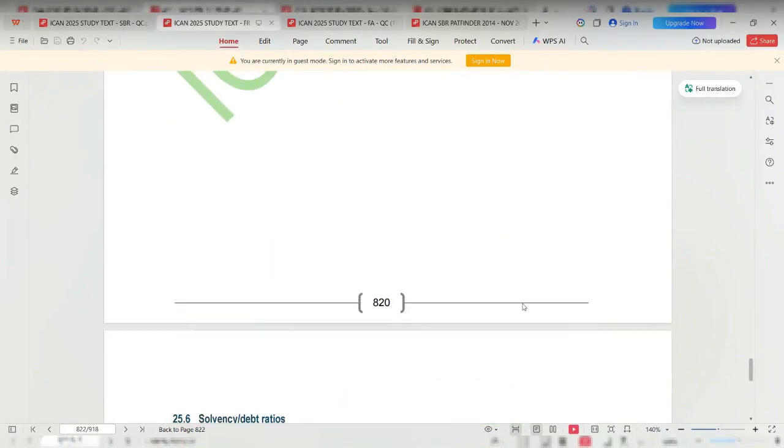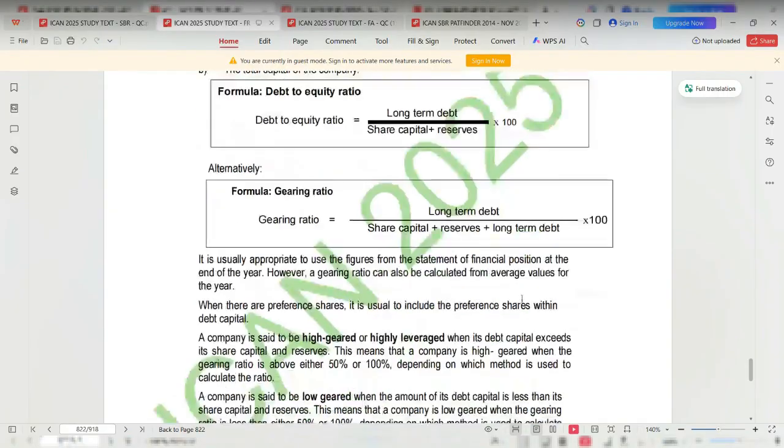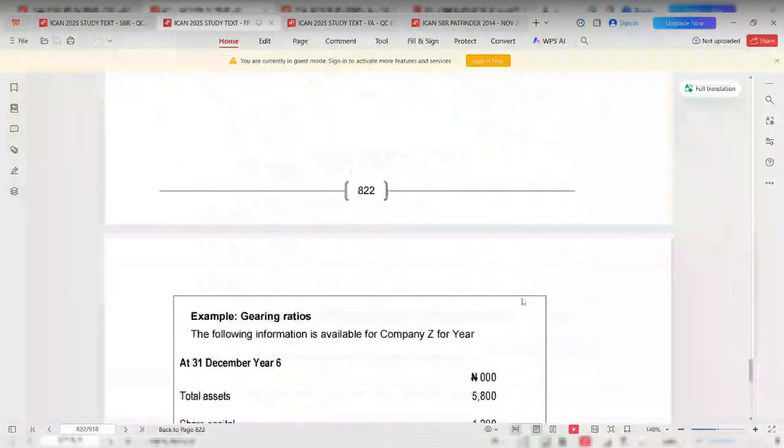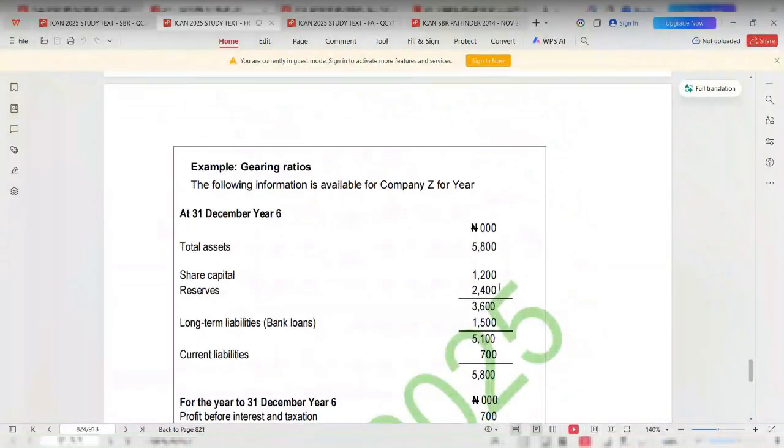You can just go and check from page 806 to 827 in your FR study pack, chapter 25, 806 to 827. And there are some questions as well that you can actually solve. They are very simple. Like this one now is asking you to calculate gearing ratio.